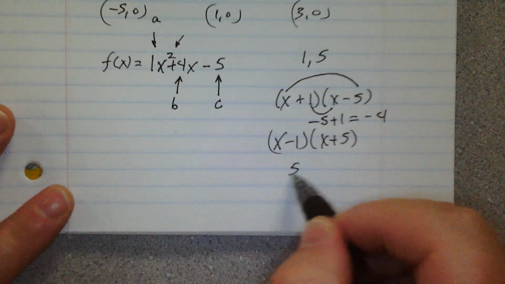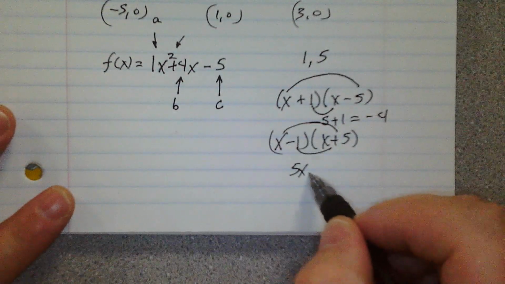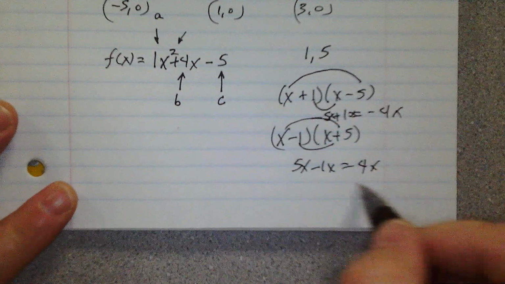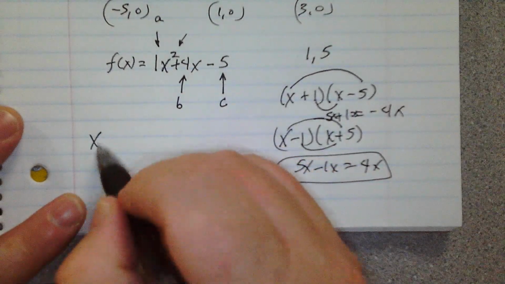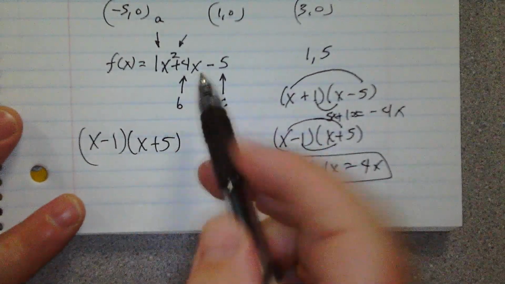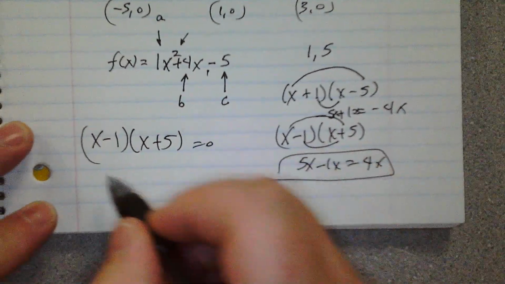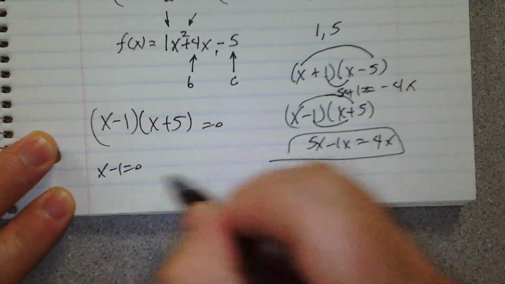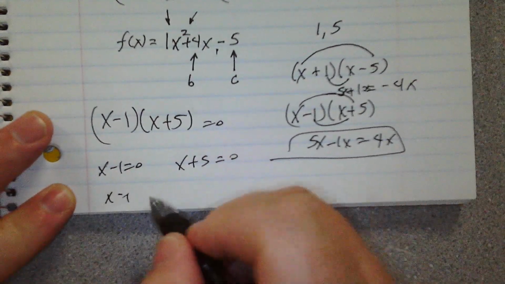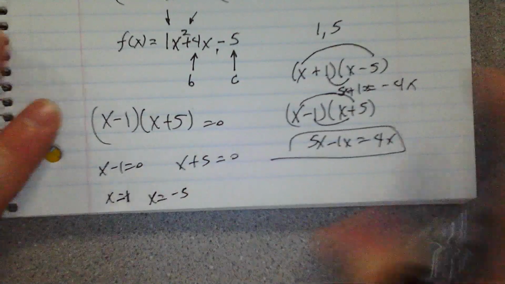This one gives us a 5x, right? And a negative 1x, and that makes 4x. These are x's, right? And so those are our answers. So x minus 1 times x plus 5 is this thing factored. So if we were finding the x-intercepts, you set it equal to 0, you would take each factor and set each factor equal to 0. And you get x equals 1 and x equals negative 5. Do you see?